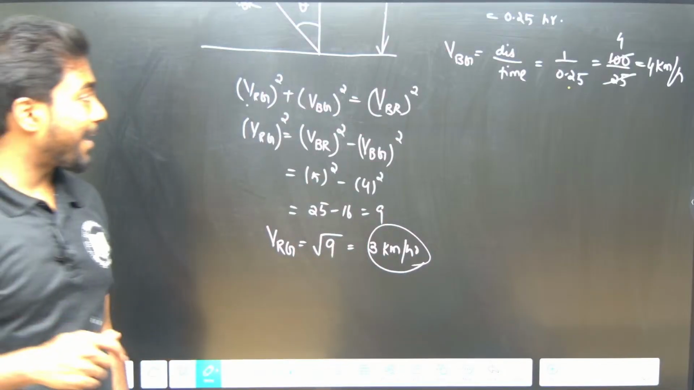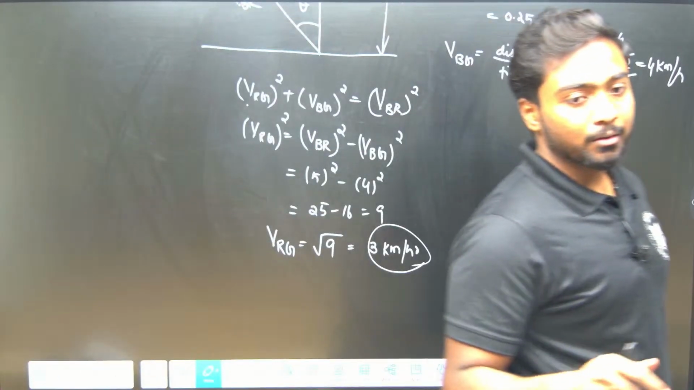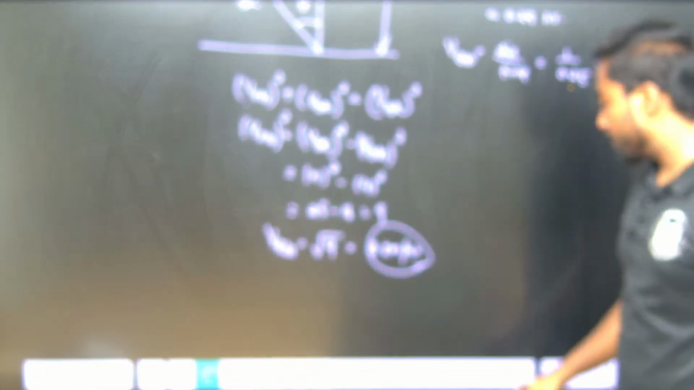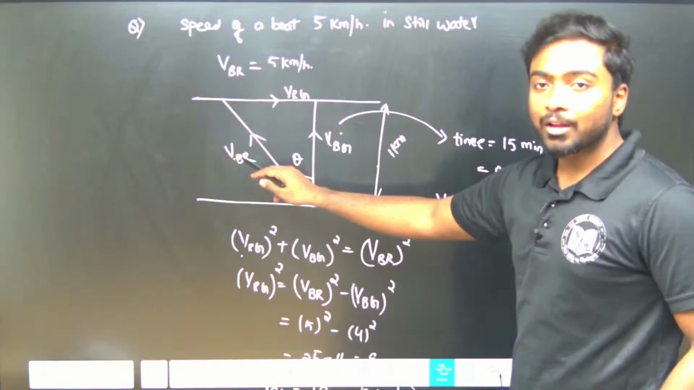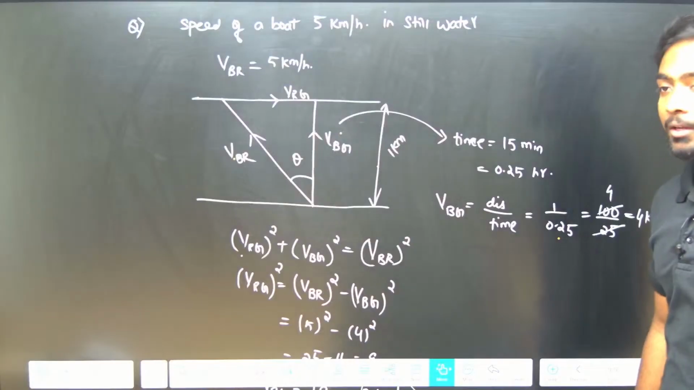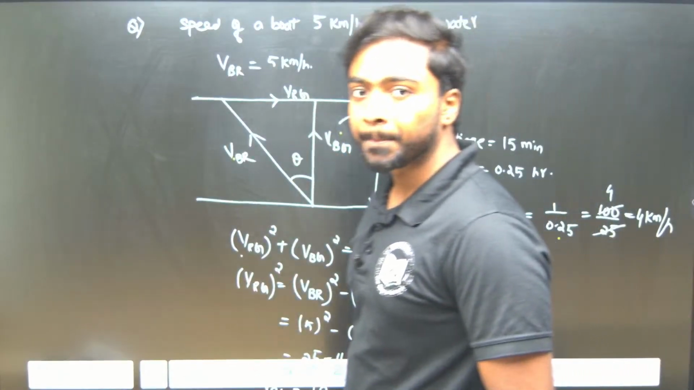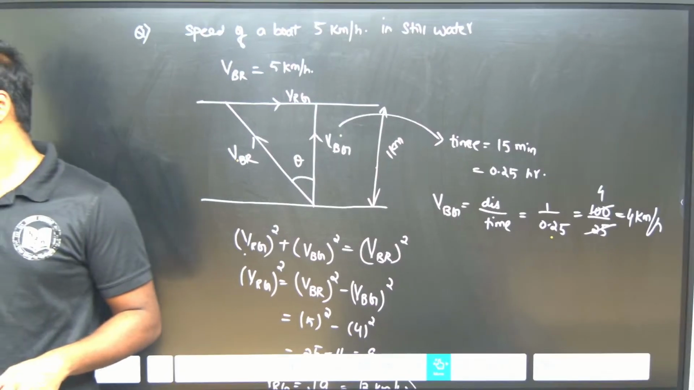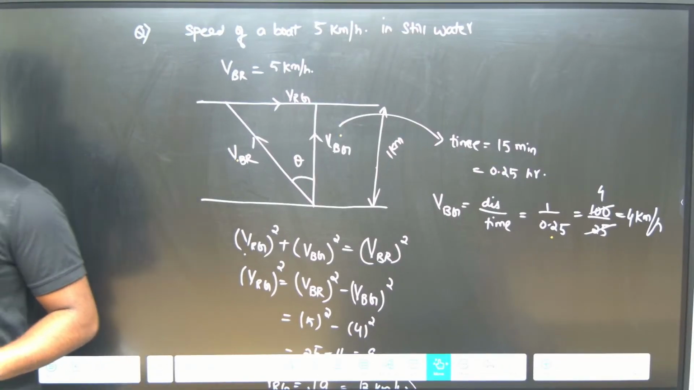So this is the answer for the given question when the width of the river has been given and time has been given, and we need to find the unknown. For that we used the velocity formula, displacement by time, and I got the velocity of the boat with respect to ground. We know the velocity of the boat with respect to river, and we got the value of the velocity of the river with respect to ground. Okay. I guess it's clear now, right?